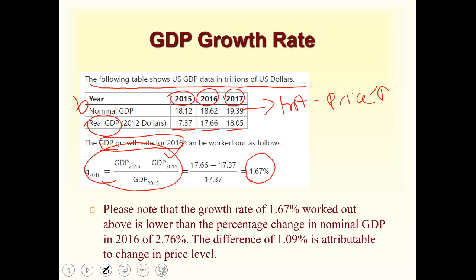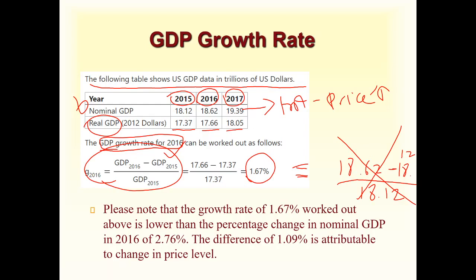However, if we had found the nominal GDP growth, it would have been nominal GDP of 2016, that is 18.62, minus 18.12, divided by 18.12. So that would have been the nominal increase in GDP, but we are not concerned about this one. Because whenever we are trying to find the GDP growth rate, we are talking about the real GDP and not the nominal GDP. So it's also written here.